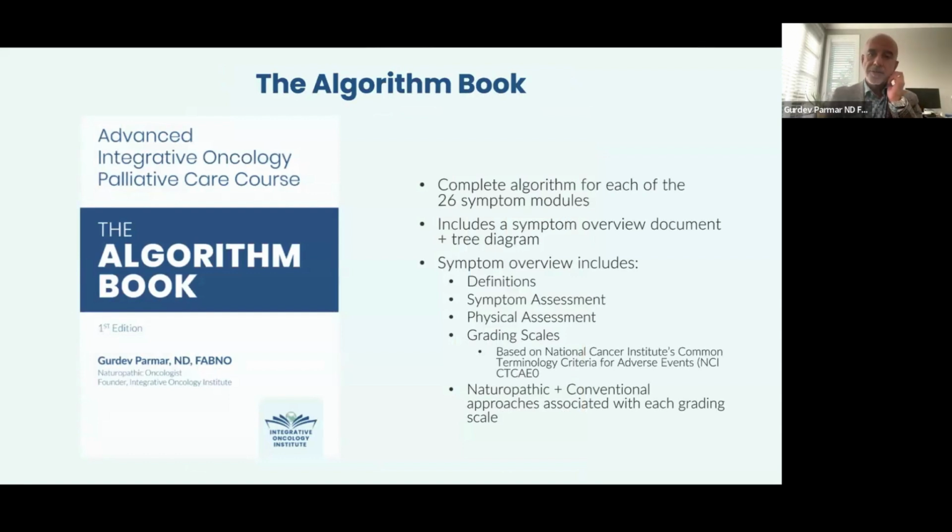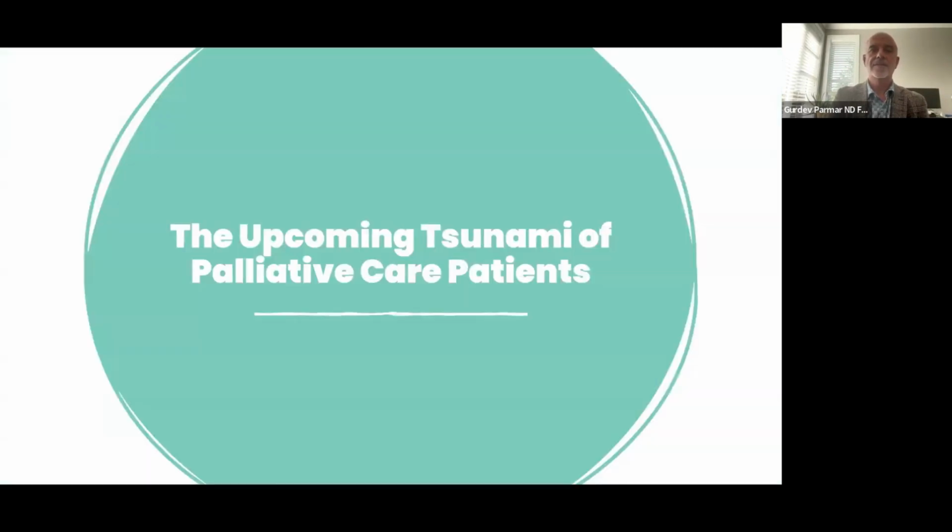And as mentioned, each one of these includes a symptom overview, an actual algorithm, and a tree diagram. And the algorithm includes definition, symptom assessment, physical assessment, grading scales, and then, of course, the naturopathic and conventional treatments for each and every one of those.